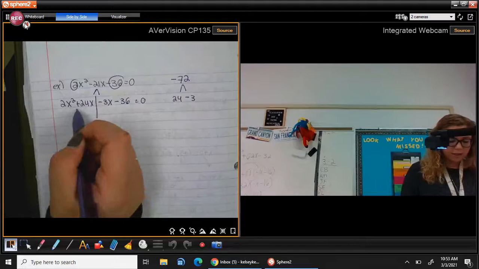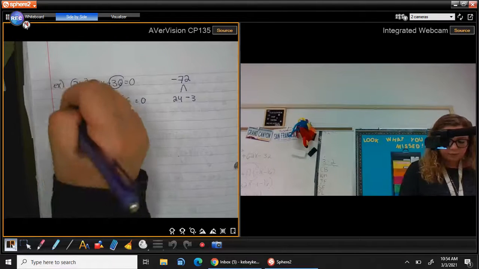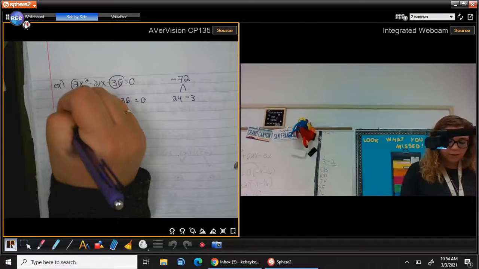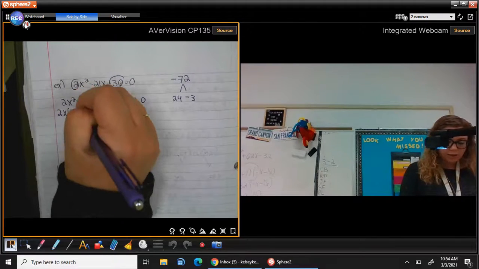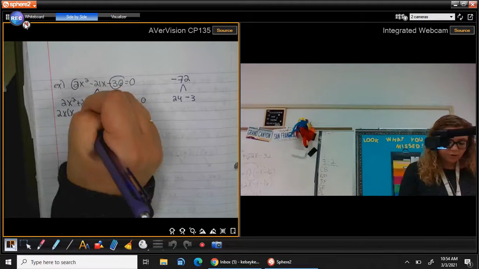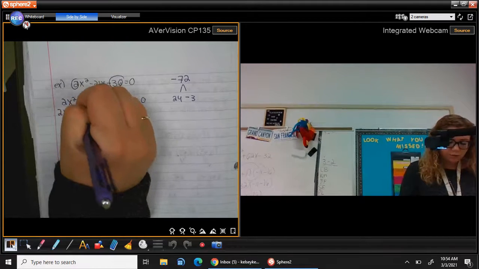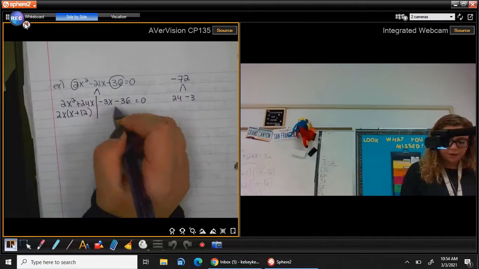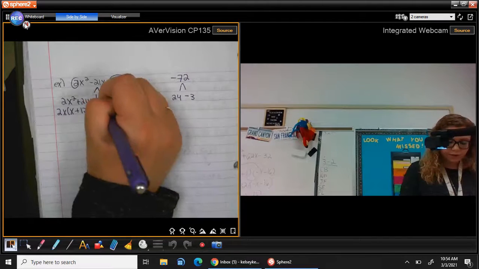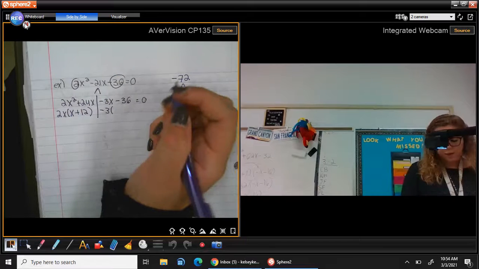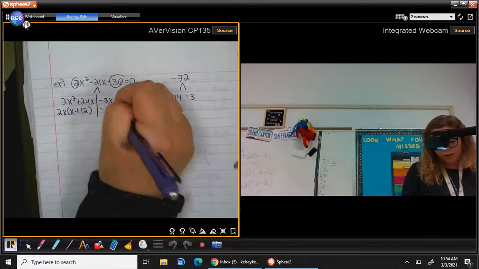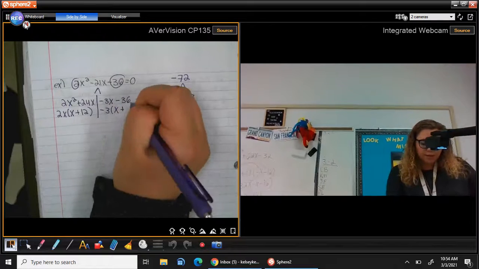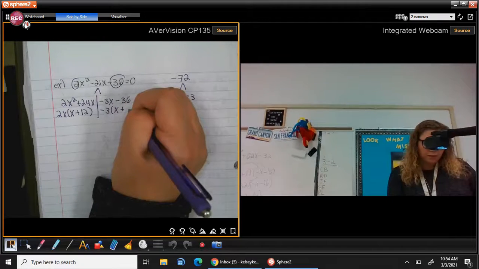Factor out the GCF of here. So I can pull out a 2 and an x. 2 divided by 2 is 1. X squared divided by x is just x. 24x divided by 2x is going to give me plus 12. Over here, I'm going to bring out a -3. -3 divided by -3 is 1. So I'm left with an x. And then -36 divided by -3 is going to give me a positive 12.